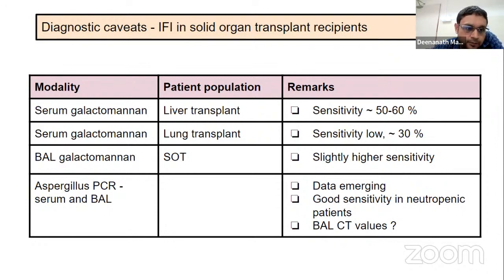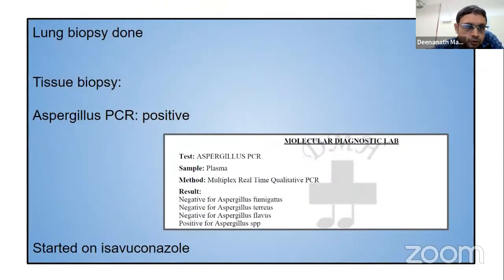There is emerging data on aspergillus PCR, both serum as well as BAL. There is more data again in the neutropenic setting, where the sensitivity is higher. And again, BAL aspergillus PCRs could indicate colonization as well. So these are the kind of things that we need to distinguish between.